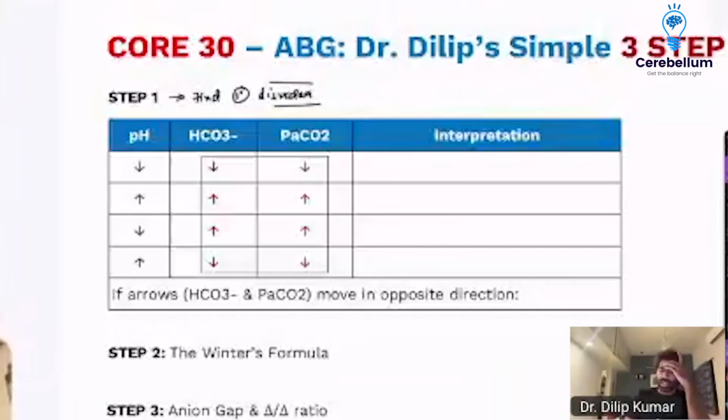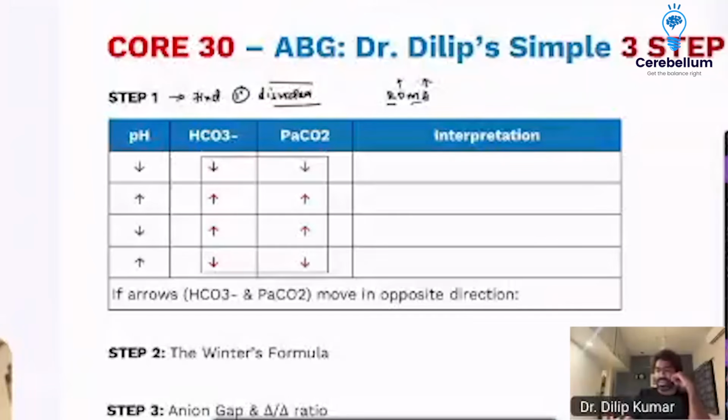So if you look at this table, what you're going to first do is compare the pH with the other two numbers. You can notice that in some situations, the pH and the other two are going in the same direction. In certain situations, pH and the other two arrows are going in the opposite direction. So this is where we're going to use the Rome rule: respiratory opposite, metabolic equal.